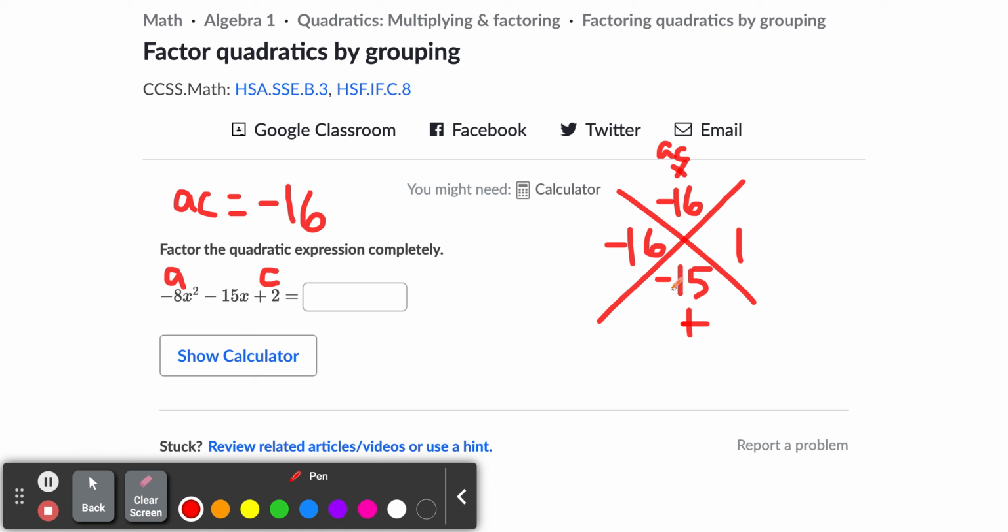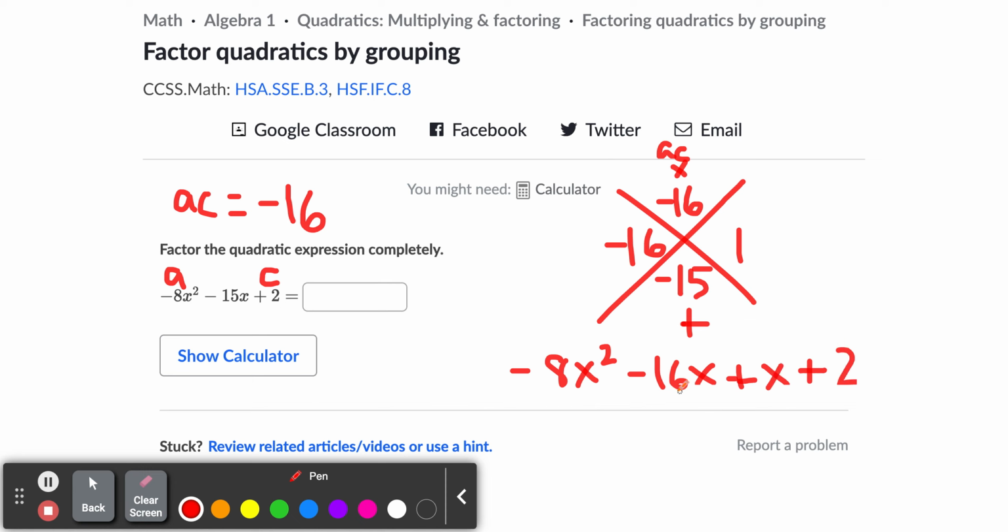Going back to the name of this, the reason it's called factoring by grouping is because essentially you're going to split this negative 15x into a negative 16x plus 1x. So watch what I do here. I'm going to have your negative 8x squared. Instead of writing negative 15x, I'm going to rewrite it as minus 16x plus x. You guys see that? And then the plus 2 still stays the same.